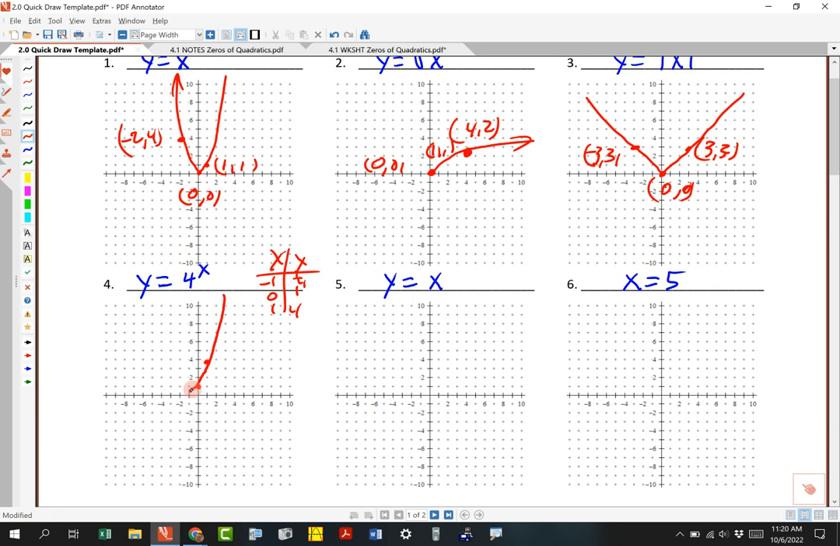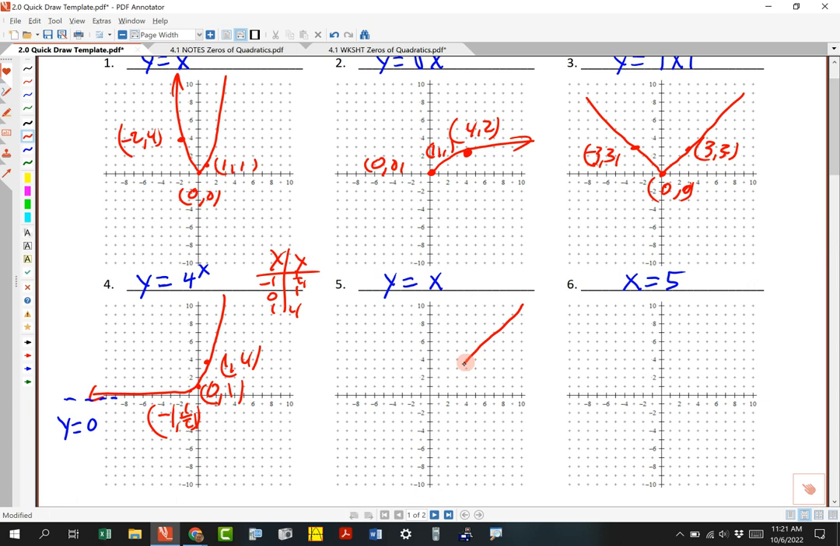It's going to look like that. You could really show off on this one by labeling each one of those. So -1, 1/4. Okay, that looks ugly. 0, 1 and 1, 4. How could you show off on this one? You could say, hey, I remember what the asymptote is on this. That'd be kind of cool.